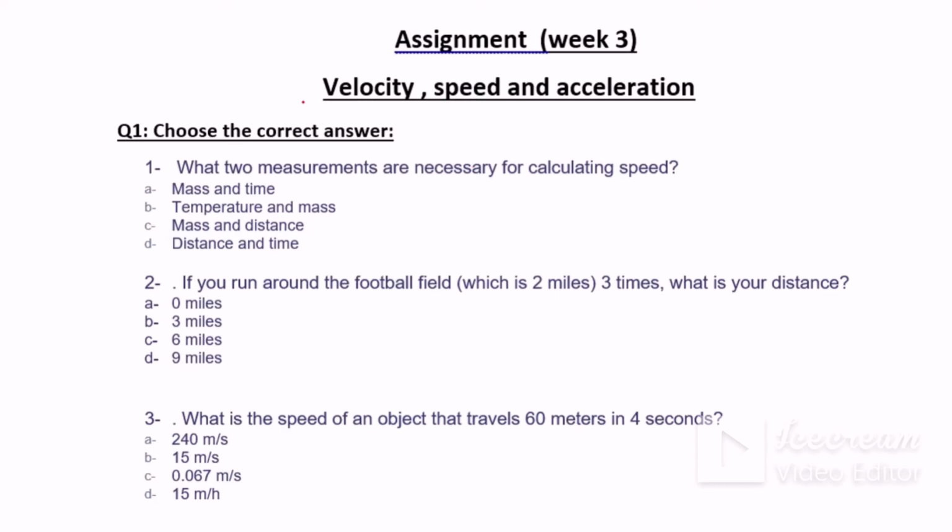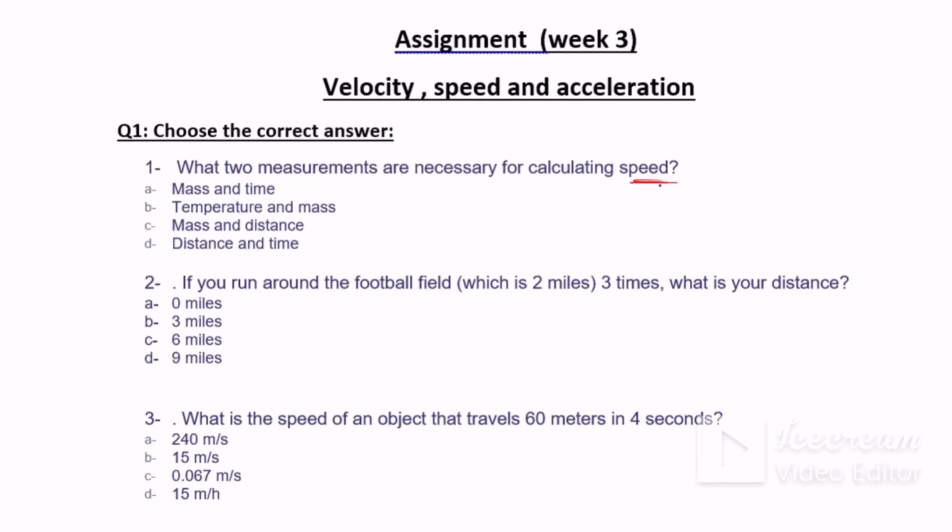Okay, let's start. The first question is, what two measurements are necessary for calculating speed? We talked about speed before, and I said that we have speed and velocity, and there is a difference between them. Of course, speed is a scalar quantity. Scalar quantity means we have just a magnitude, a numerical quantity, no direction. But velocity has two things, direction and magnitude.